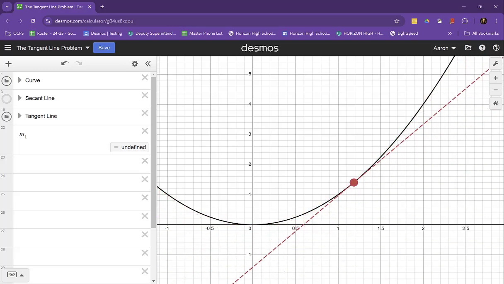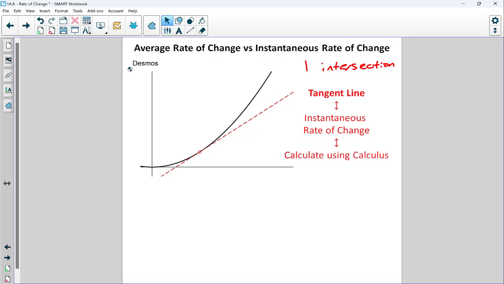Now the problem is calculating the slope of that tangent line requires more advanced techniques. Take a calculus class. I'll tell you all about calculating the slope of the tangent line. This is pre-calculus, so we're going to be focusing on the slope of the secant line.